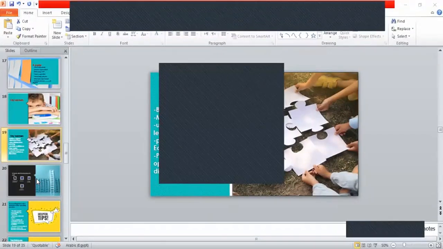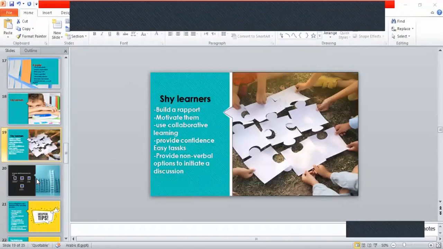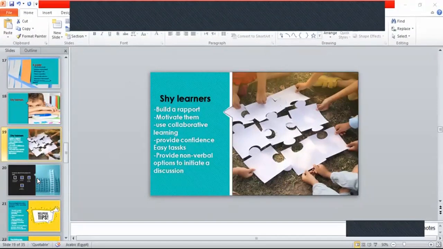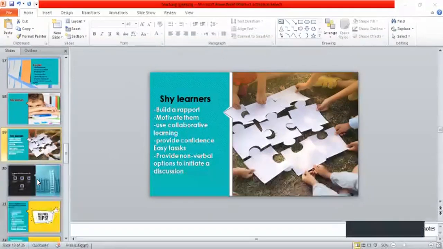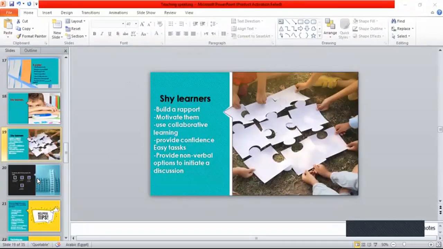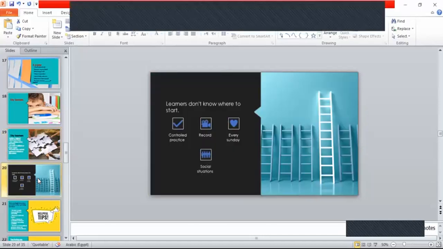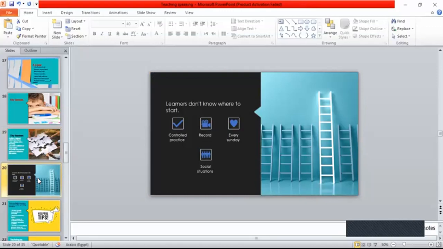Clear, no problem. Another one: the students who are not shy, who want to speak English and are not afraid of making mistakes, but they need some help from the teacher, of course, and they don't know where to start. How can I improve myself while speaking English? Here I have some suggestions. Learners don't know where to start. Some of them want to speak English, but they don't know what to do. Here we have some suggestions.